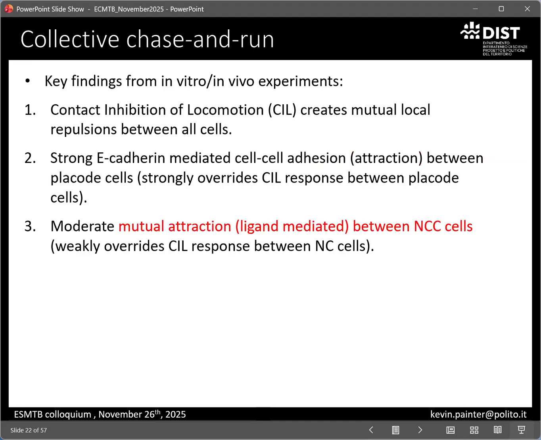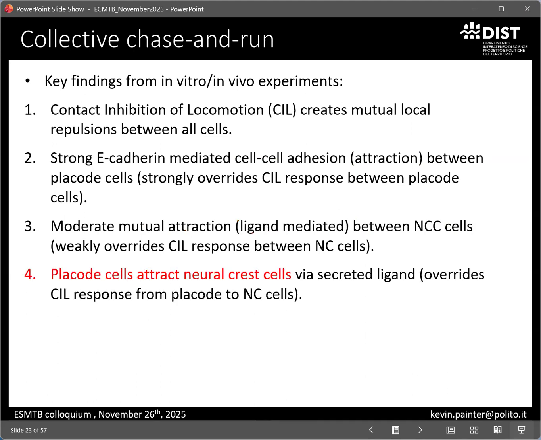Then there's also a probably slightly more moderate mutual attraction that goes on between the neural crest cells. They release a ligand that seems to act as a chemoattractant that keeps the neural crest cells together. And that also seems to somewhat override that contact inhibition of locomotion response between the neural crest cells. And then there's also a process where the placode cells attract the neural crest cells, also via a secreted chemoattractant. And that seems to effectively override the contact inhibition of locomotion response between the placode and the neural crest cells.